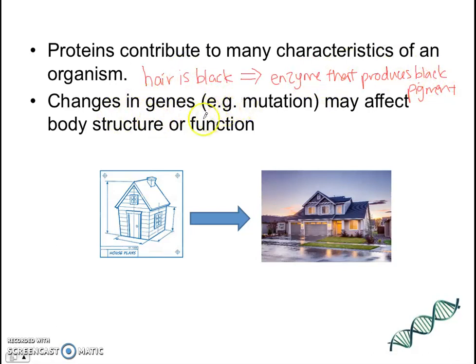And changes in genes may affect your body structure or function. So imagine if this enzyme, the gene that codes for this enzyme becomes mutated. Then your body doesn't make an enzyme that works anymore. So if no enzyme, then no black pigment, then your hair will no longer be black. It's a bit like this. Your genes are a bit like the instructions, the blueprint. And if I change the blueprint, then the resulting structure will look different. So any small change in your genes can actually lead to changes in your characteristics, because genes code for proteins and proteins contribute to a lot of your characteristics.